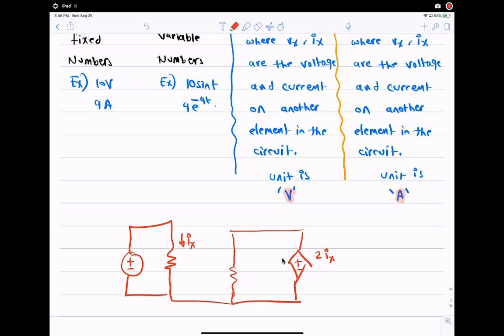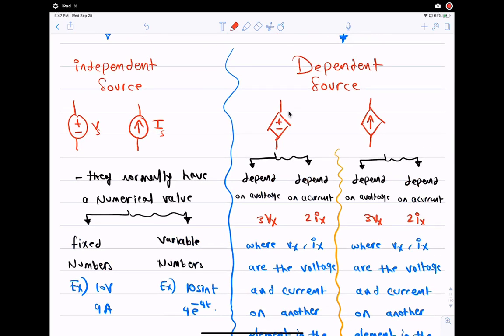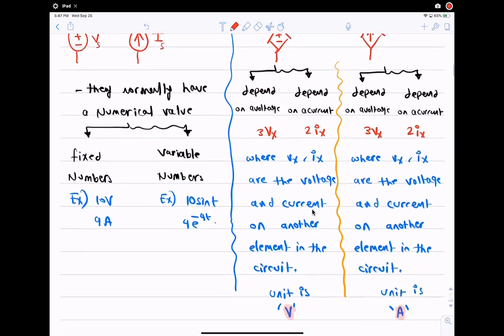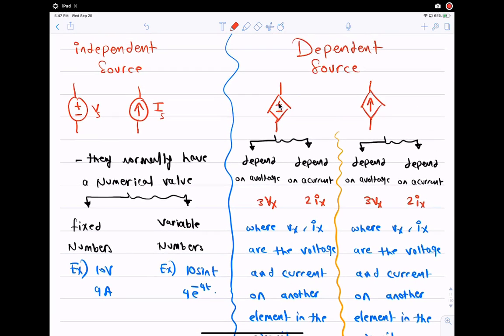That means this voltage source has a voltage which is equal to 2 times the current in this resistor. So if this resistor holds, let's say, 10 ampere, then this one would be 2 times 10, which is 20 volts. So pay attention to this. That's why I said here, it doesn't matter if this voltage dependent source depends on a voltage or a current. In both cases, the unit would be volts. Why? Because of the polarity here.